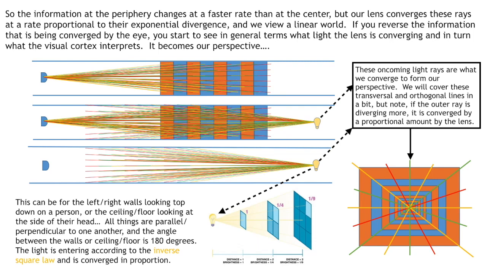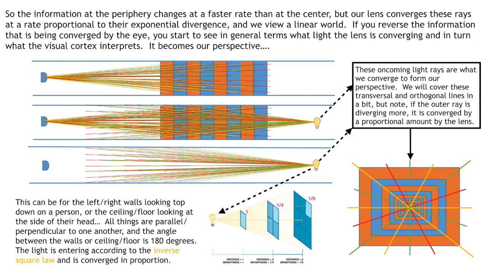So the information at the periphery changes at a faster rate than at the center, but our lens converges these rays at a rate proportional to their exponential divergence, and we view a linear world. If you reverse the information that is being converged by the eye, you start to see in general terms what light the lens is converging, and in turn what the visual cortex interprets. And this becomes our perspective.